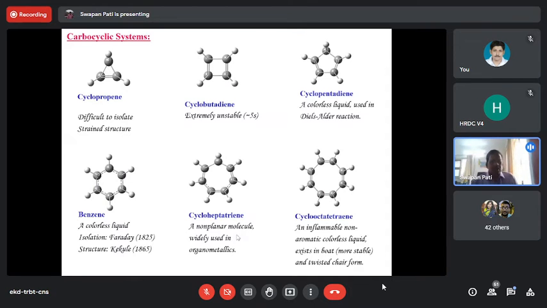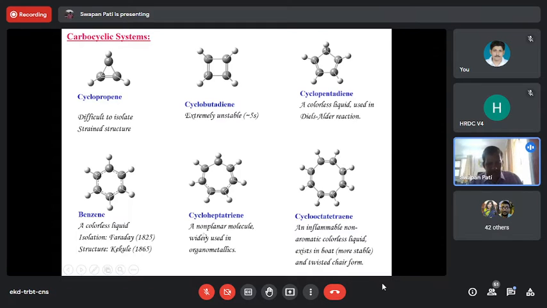All right, let me start with these carbon compounds. Cyclopropene is difficult to isolate, three of them, a strained triangular structure. Cyclobutadiene is extremely unstable, it's anti-aromatic. Cyclopentadiene, five of them. I will come to cyclobutadiene a little later in more detail. Benzene, which is used heavily, is a colorless liquid, isolated by Faraday in 1825, and Kekulé gave the structure of benzene in 1865.